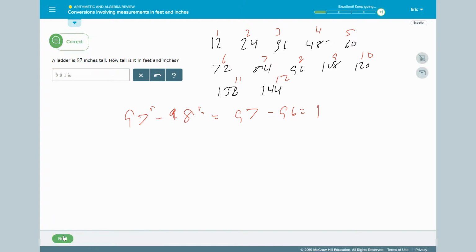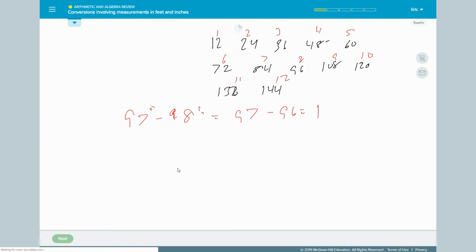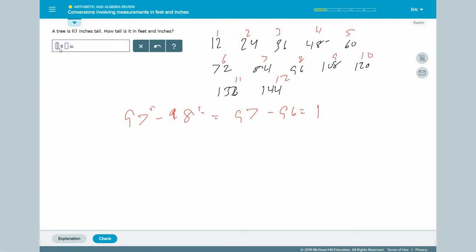So now you see that just rushing to a calculator isn't going to get you through these types of problems. You're going to have to actually do the math. The same thing goes here. 63: 1, 2, 3, 4, 5. 5 feet. 63 minus 60 is 3.